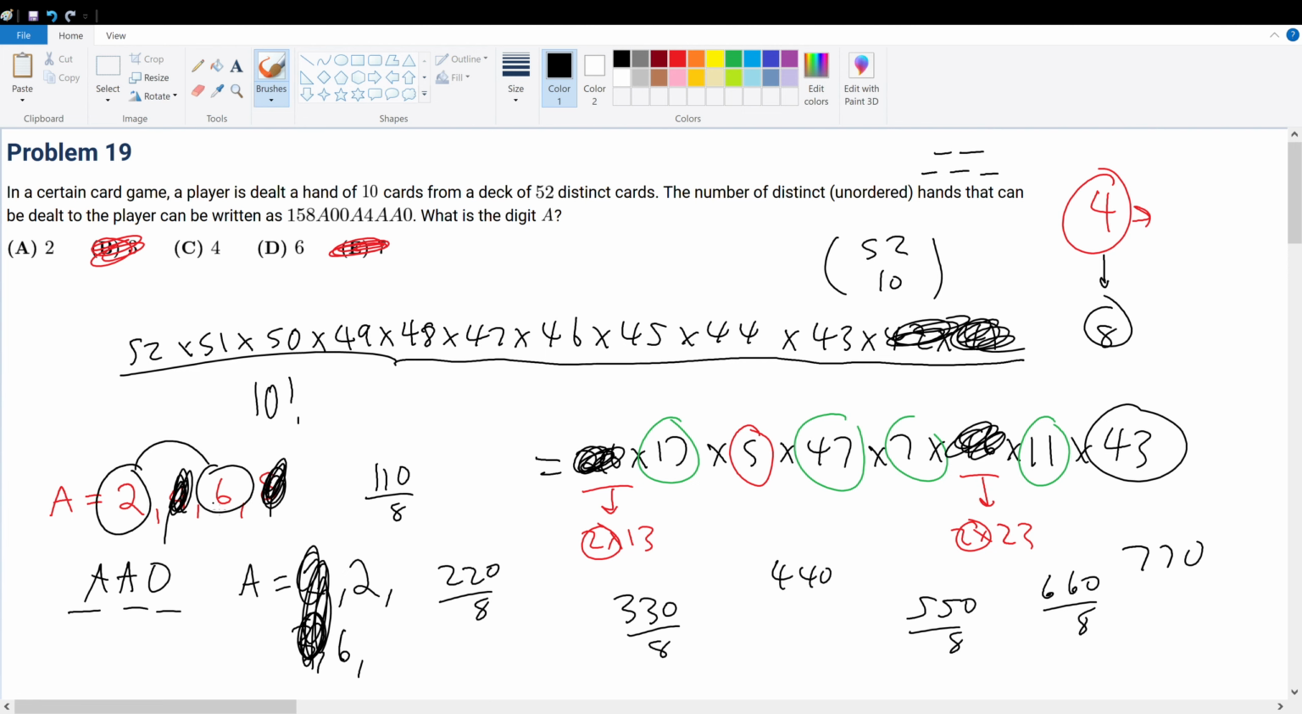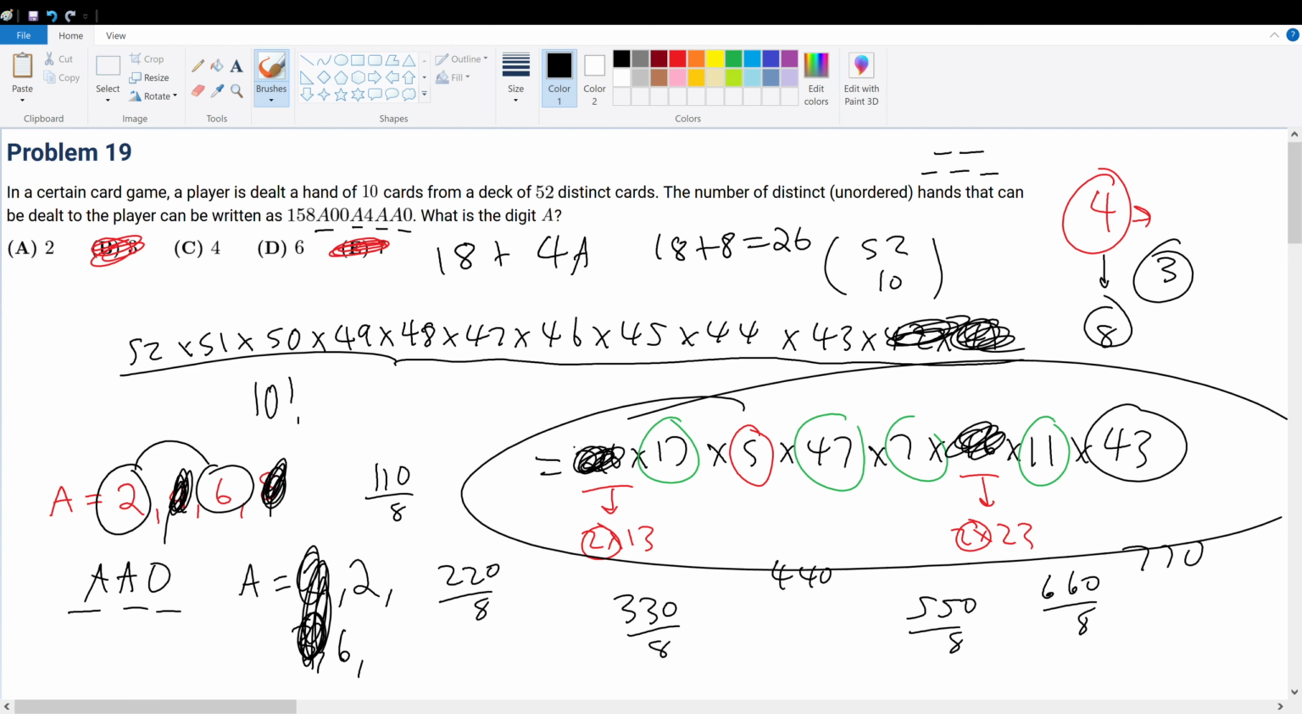But which one? Well, let's consider another special number. Let's consider 3. 3 requires that the sum of all digits is divisible by 3. Well, what is the sum of all digits? 1 plus 5 is 6, plus 8 is 14, plus 4 is 18. How many A's do we have? We have 4 A's. So 18 plus 4A must be divisible by 3. But we've already narrowed A to 2 or 6. Let's plug in 2 first. If it's 2, 18 plus 8 is 26. That's not divisible by 3, and we have no factor of 3 within the prime factorization. Therefore, 2 must be our answer, and A must be the final answer.